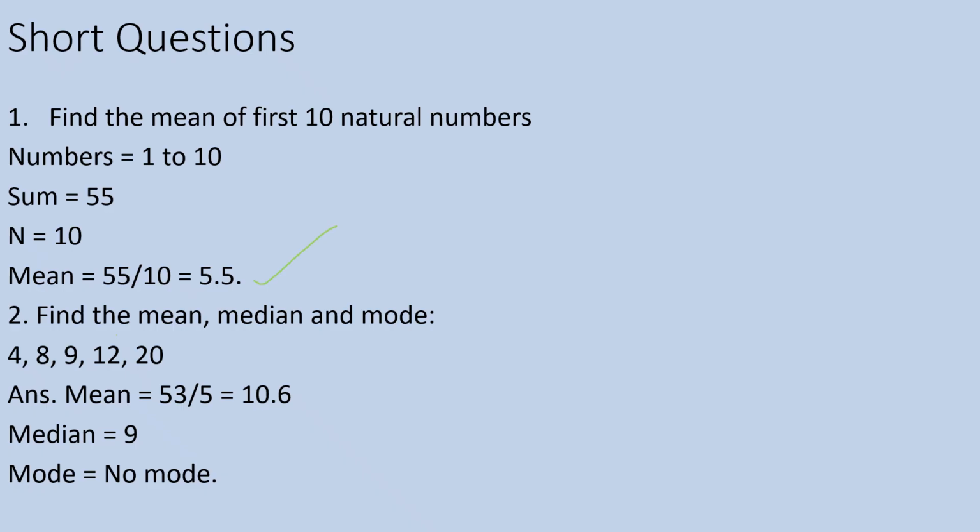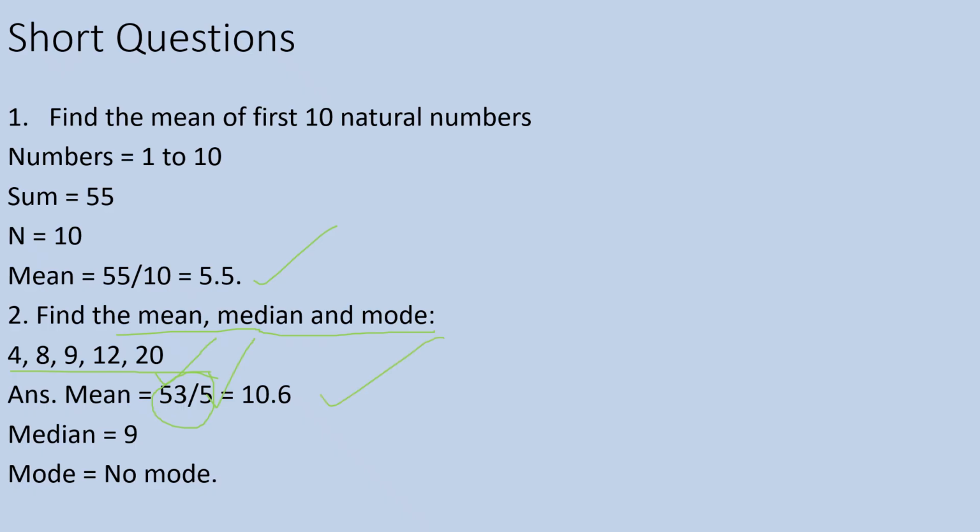Now here the second question is we will have to find the mean, median and mode for the following data. Here mean is, again we know that mean is the sum of the observations by the number of observations. The sum of observations is 4 plus 8 plus 9 plus 12 plus 20, which is equal to 53. And the number of observations is 1, 2, 3, 4, 5. So 5 observations, 53 by 5, which is equal to 10.6.